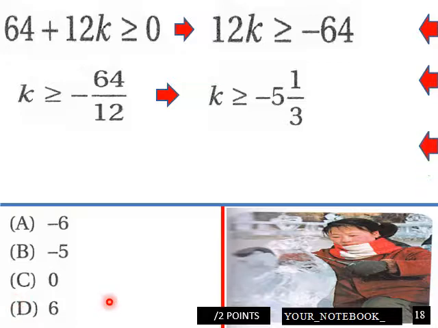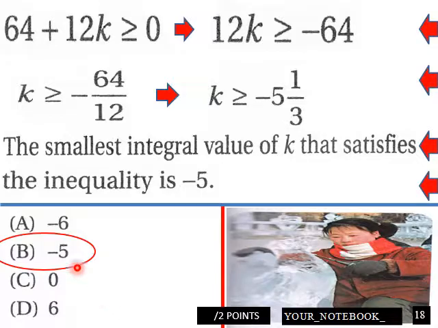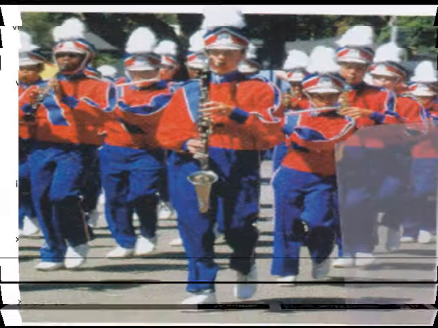So we go down here, and we look at our choices there, and we come up with negative 5. It would fit that.